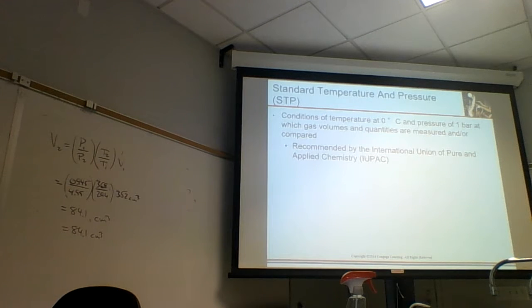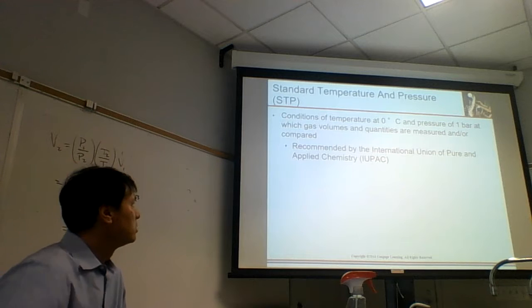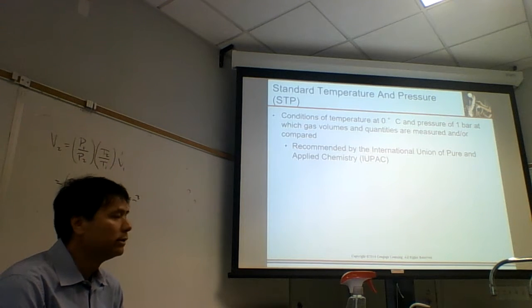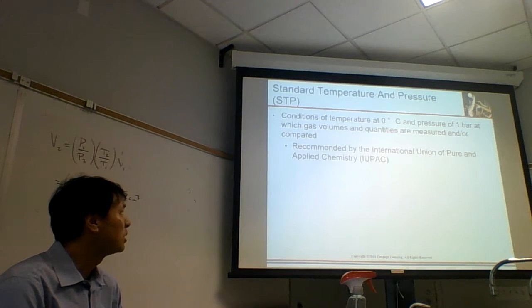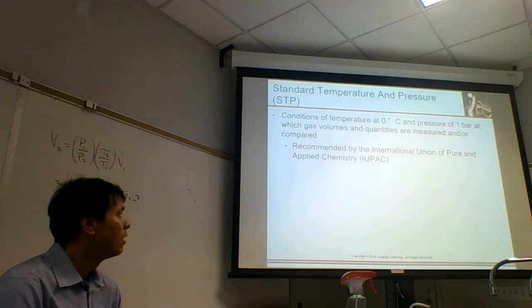Okay, the last part of the chapter deals with STP. Have you heard of STP before? STP is called standard temperature and pressure. There's a standard temperature. Do you know what the standard temperature is? Standard temperature is 0 degrees C. And the standard pressure? 1 atmosphere if you're in the US, or 1 bar if you're in the rest of the world. 1 atmosphere or 1 bar.